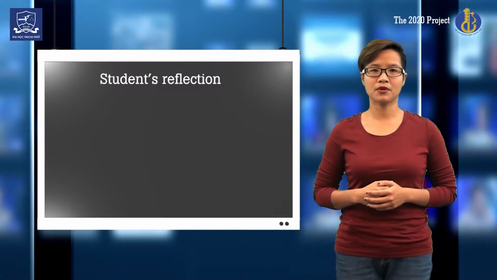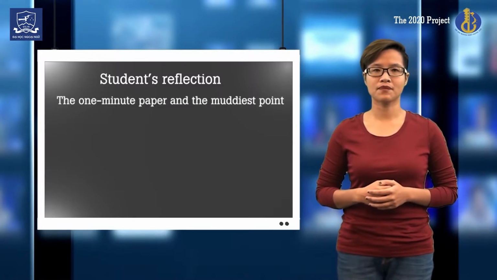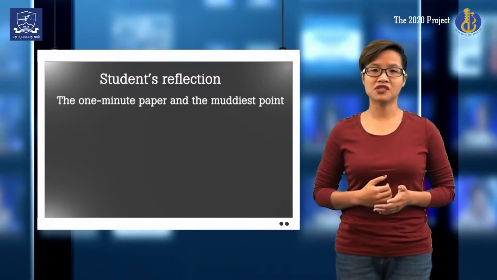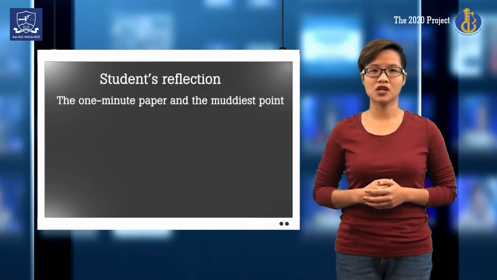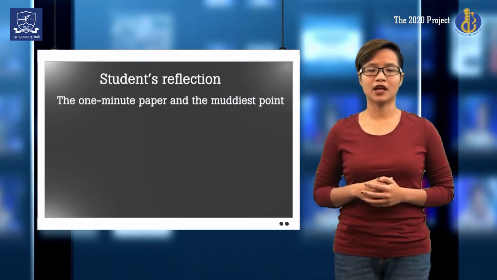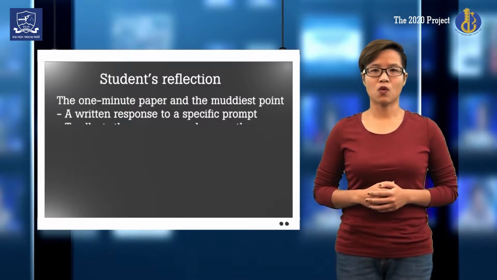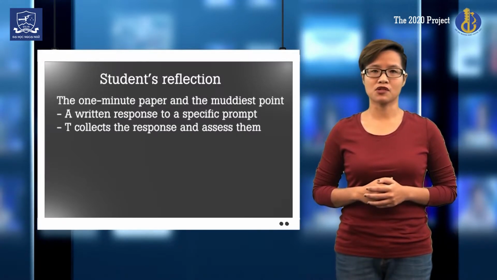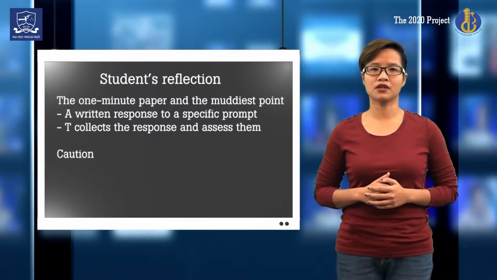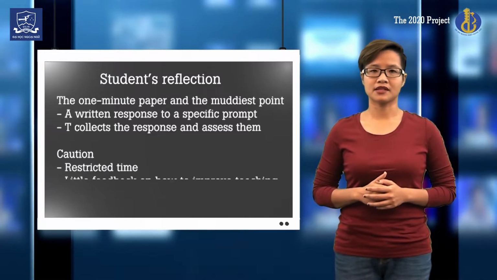The 1-minute paper and the muddiest point. These exercises ask students to provide a written response to a specific prompt that you have given. The prompt is usually written on the board or on an overhead for the class to see. Then, they take 1 minute to think about the questions and another to write the responses. You collect the papers and assess them for current themes. Then you can address these themes in the following class.